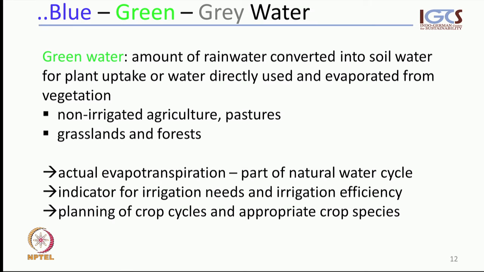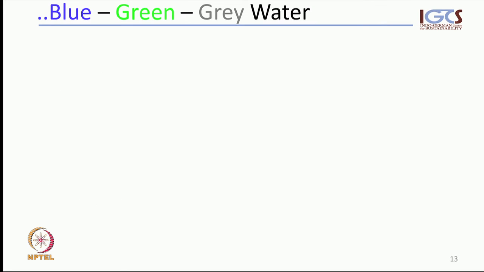However, it simply indicates irrigation needs and also is a measure of irrigation efficiency, and it simply helps to plan crop cycles or the selection of appropriate crop species for a region. So we can influence that green water component as well, but not in the way of obtaining fresh water for us for drinking water purposes. It's simply helping us to improve in agriculture.